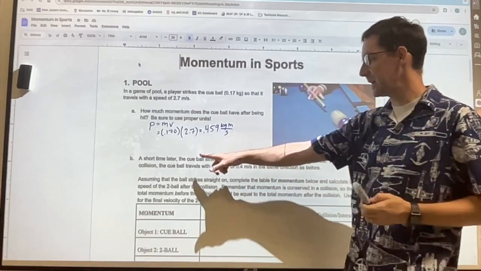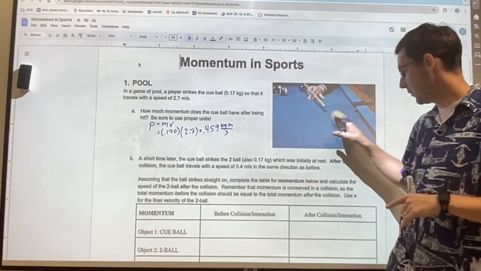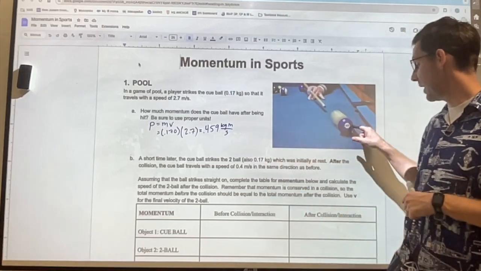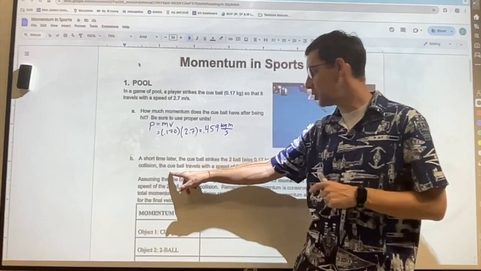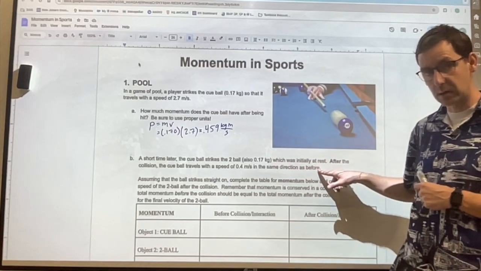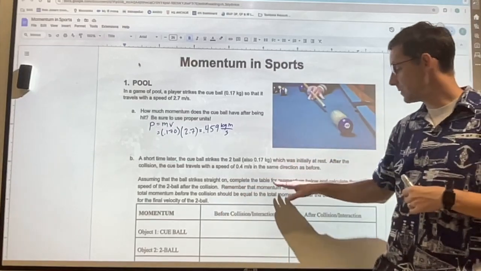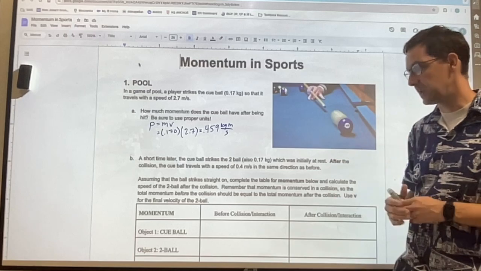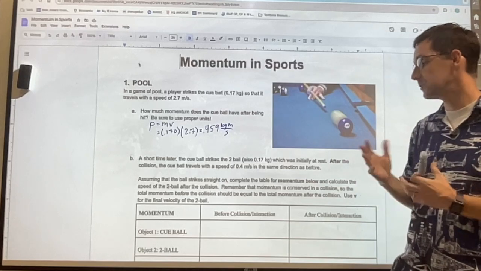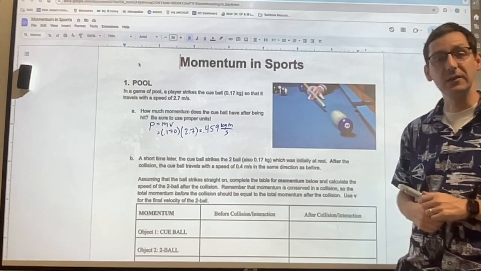In the second question, it says, a short time later, the cue ball strikes the two ball. That's what we're seeing in the image here. The white ball, the cue ball, is hitting the two ball there, which also has the same mass, which was initially at rest. After the collision, the cue ball travels with a speed of 0.4 meters per second in the same direction as before. That's important, in the same direction. Assuming that the ball strikes straight on, complete the table for momentum below and calculate the speed of the two ball after the collision. Remember that momentum is conserved in a collision, so the total momentum before should be equal to the total momentum after the collision. Use v for the final velocity of the two ball.